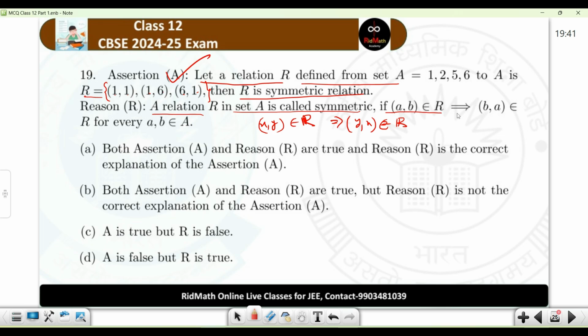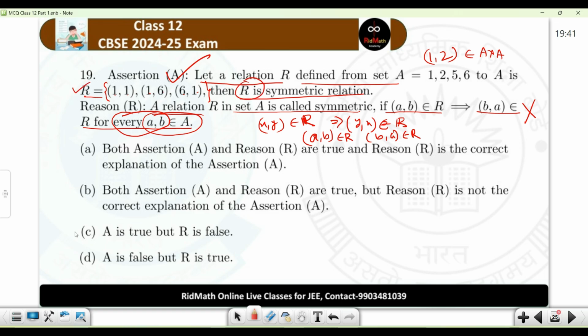if (a, b) belongs to R implies (b, a) belongs to R for every (a, b) belongs to A. So, this is not correct because whenever (a, b) belongs to R, then we have to check whether (b, a) belongs to R or not. This is not for every (a, b) that belongs to A. We have to check those (a, b) which are in the relation R. For those (a, b), we check (b, a) will be there in the R. This is not for all (a, b) because see that (1, 2) belongs to A cross A, but this does not belong to R, but this R is symmetric.